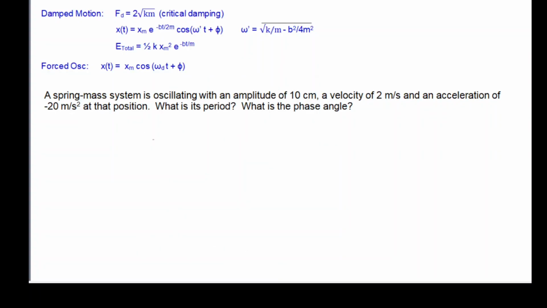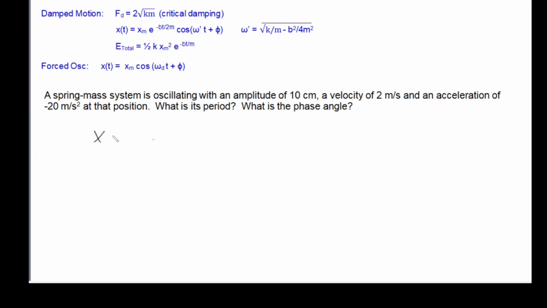Let's do another problem. A spring mass system is oscillating with an amplitude of 10 centimeters, a velocity of 2 meters per second, and acceleration of minus 20 meters per second squared at that position. What is its period? What is the phase angle? Well, we're given the velocity and acceleration. So let's write out our equations for those.